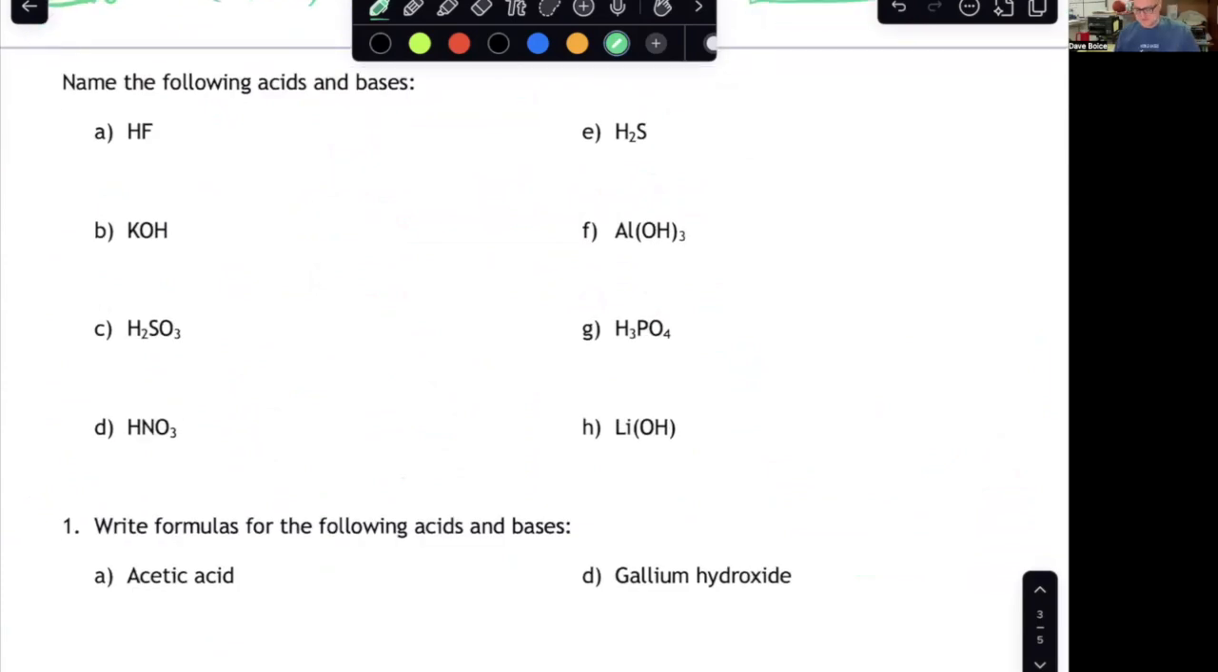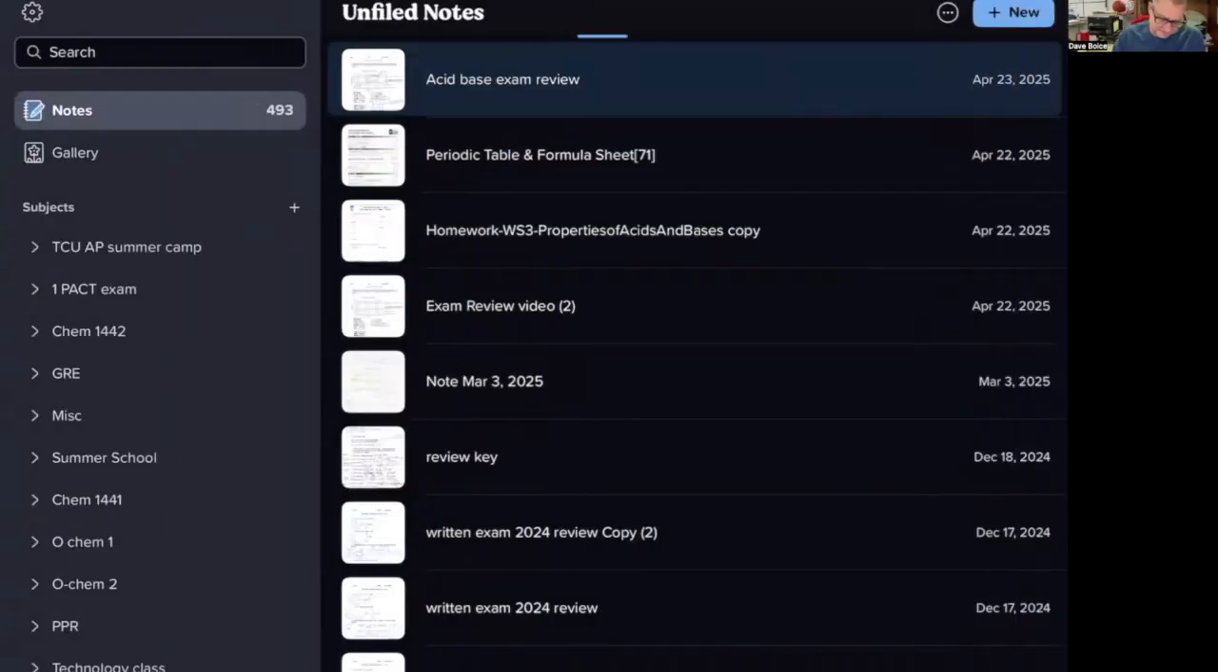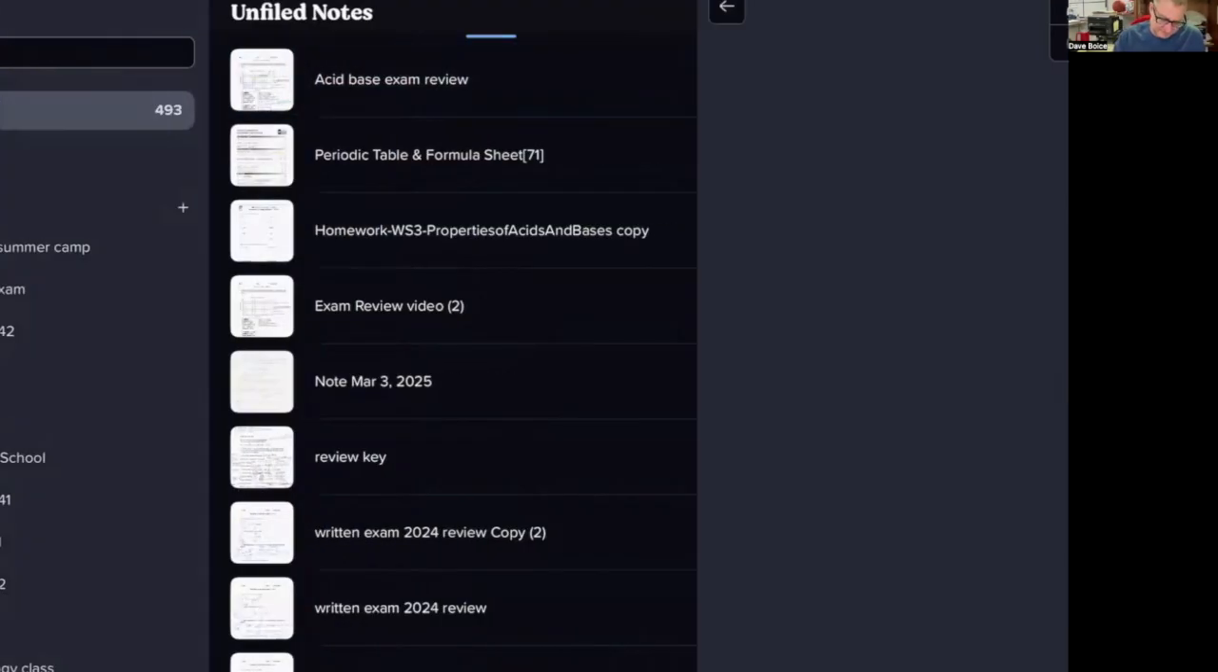Okay, for the naming acids and bases, I'm actually going to step away from this worksheet because the naming acids and bases turned out to be a big problem for a lot of students. So let's take a deeper dive into naming. And so for that, let's move on to another sheet that I uploaded.